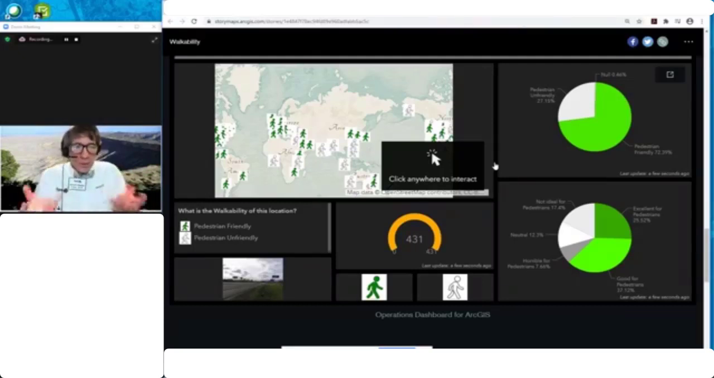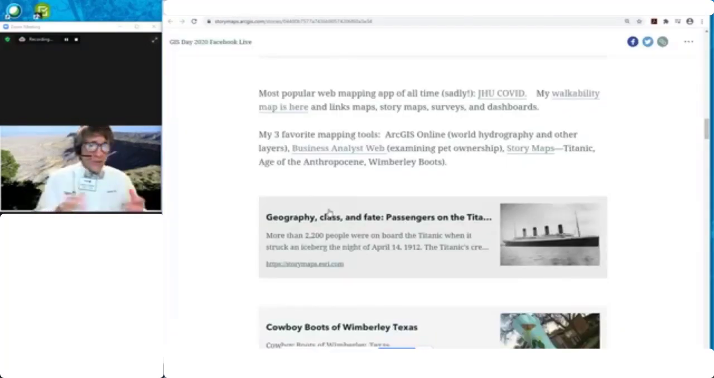But more importantly, you could create a survey and a dashboard and a story map of a topic you're interested in: invasive species or dangerous intersections in your community, or water quality or weather or whatever else, urban greenways. I mean, you name it. You could create something like this, and I've got tutorials online where you can learn how to do that if you don't know how right now. So ArcGIS Online is really one of my favorite mapping tools.